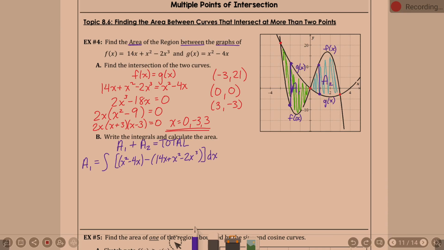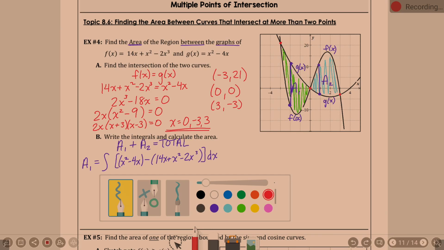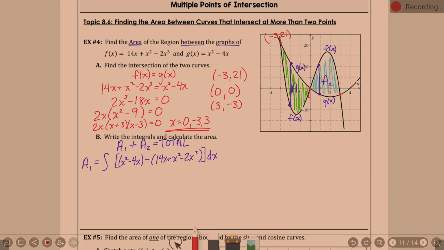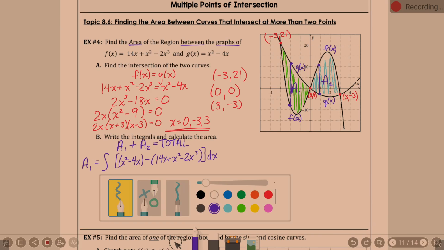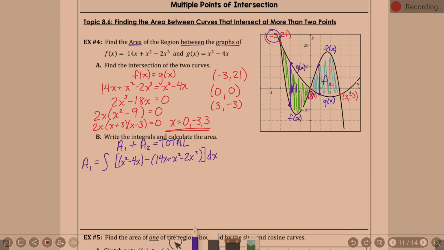Now, I almost forgot before we go on. I need boundaries. -3 to 0. Okay? So keep in mind that this ordered pair was -3, 21. This ordered pair is 0, 0. And when we get there, this ordered pair is going to be 3, -3. Since we're doing upper minus lower, my equations are in terms of x's, and we're working in terms of x's. So what are the x values I need? The -3 and the 0. Good.